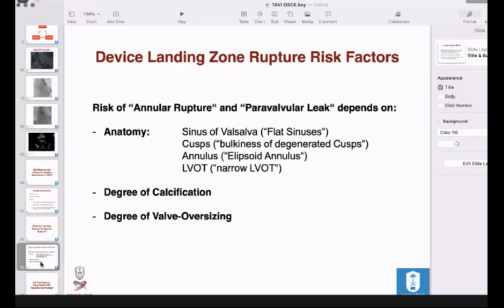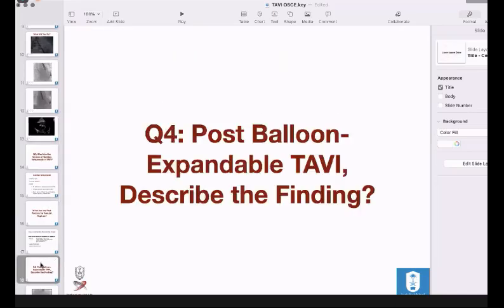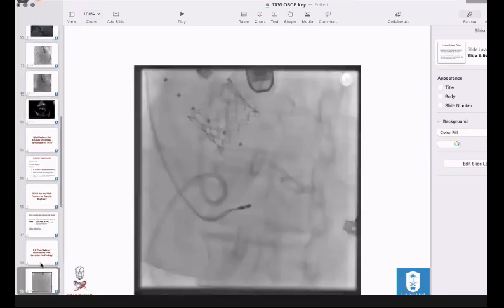Based on that, that's where the risk of annular rupture lies. Okay? So I just wanted you to remember those headlines, because this is how the examiner is going to checklist. You don't want to go into a lot of details. Your brain is filled with a lot of information, and you need to be really minimized and cover all the checklists they have. Okay? Next question. You have a station where they show you a post-balloon expandable TAVI, and then they show you this.